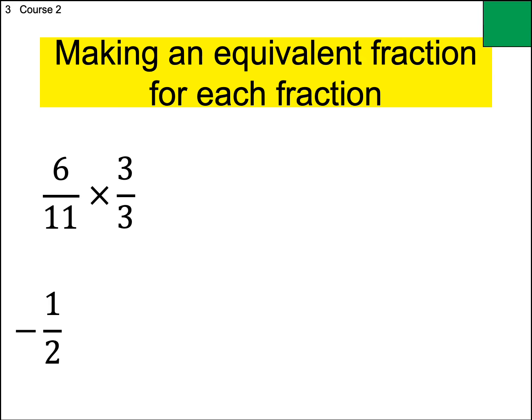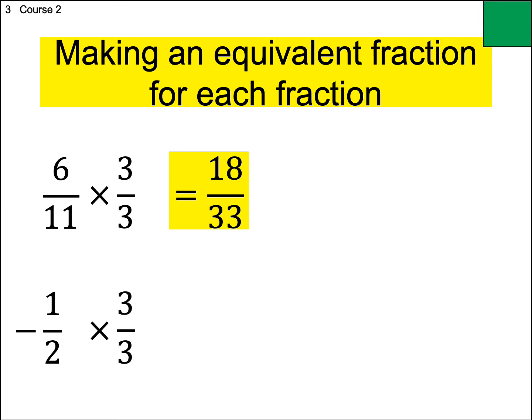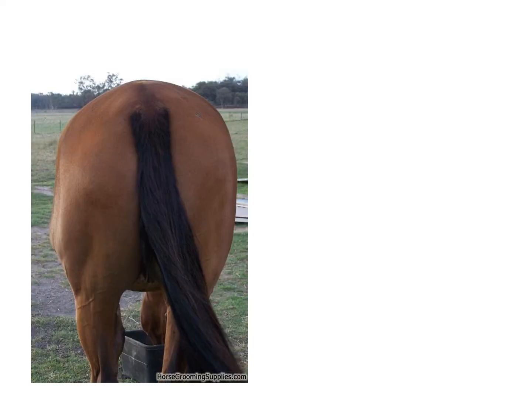But I'll choose 3 over 3, multiply straight across. We get 18 over 33. That is equivalent to 6 over 11. All right, negative 1/2 if I multiply by 3 over 3. There's nothing special about 3 over 3. 1 times 3, 2 times 3, that would be negative 3 over 6. That is equivalent to negative 1/2. Got it? All right.